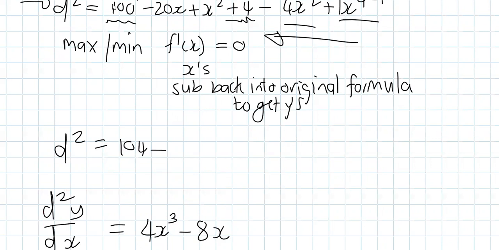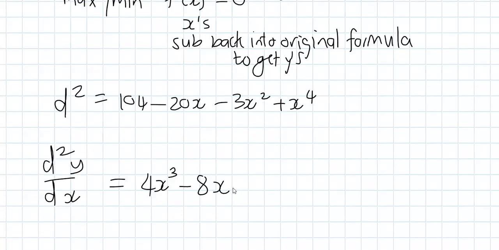(104) minus 20x minus 3x squared plus x4. Okay. We dealt with this one already. So minus 3x squared is going to be minus 3 times 2 is 6x, 2 minus 1. And then we have minus 20.